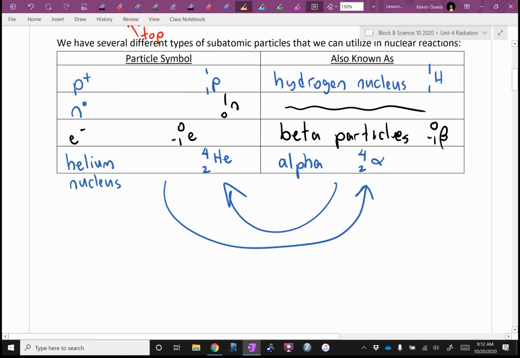Which of these 4 particles has some mass but no charge?